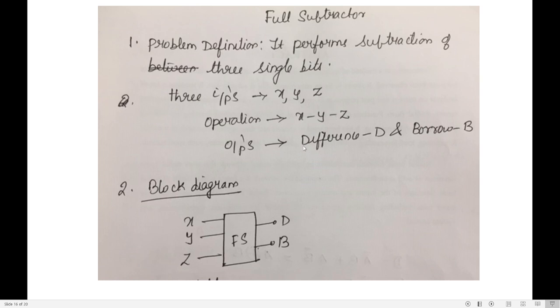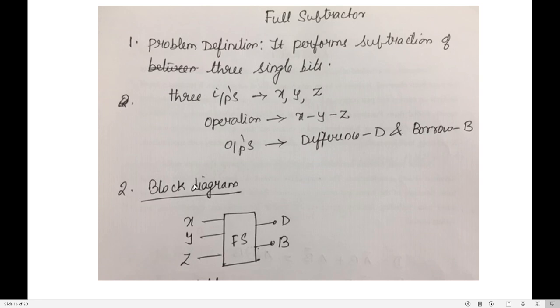The objective of the question is to design a full subtractor circuit. So first you need to write the problem statement: to perform the subtraction of three single bit numbers. Identify three inputs. The three inputs are x, y and z. So the operation is x minus y minus z. What is the output you get for a subtraction? A difference and a borrow. So you know there are three inputs and two outputs.